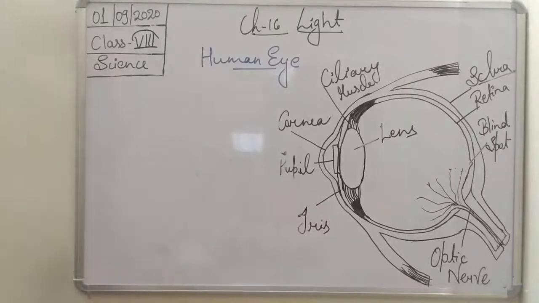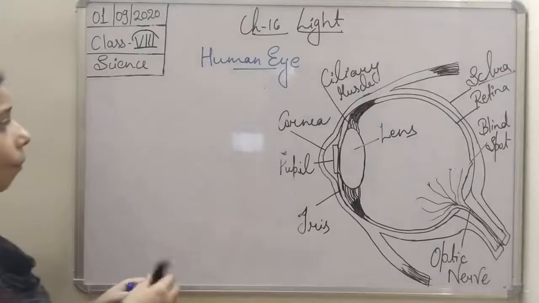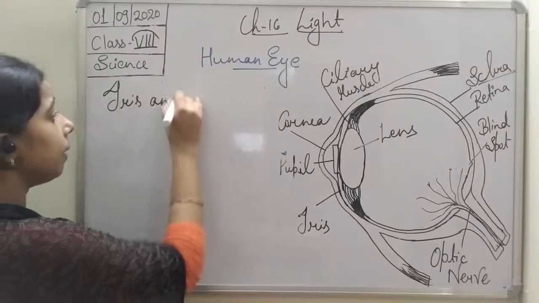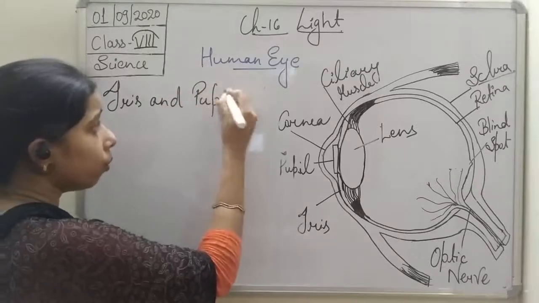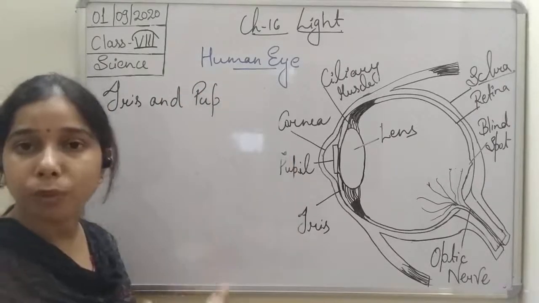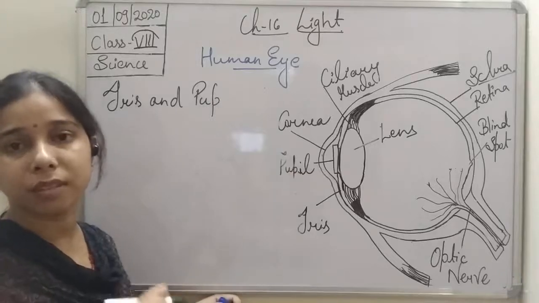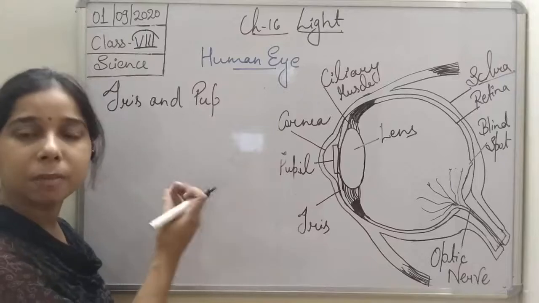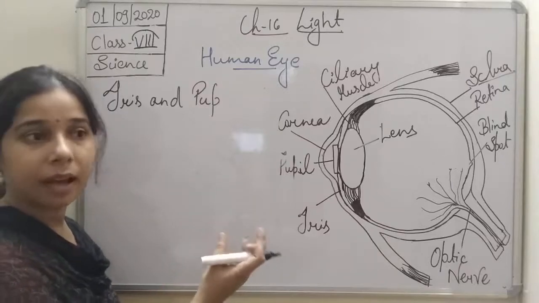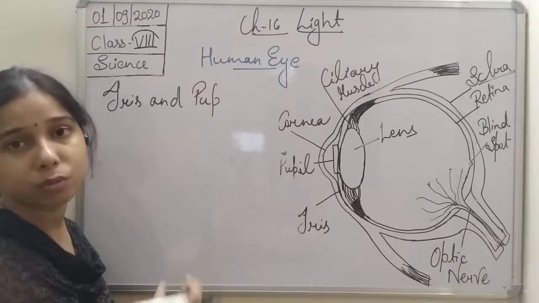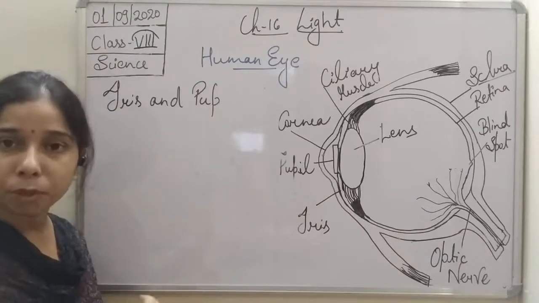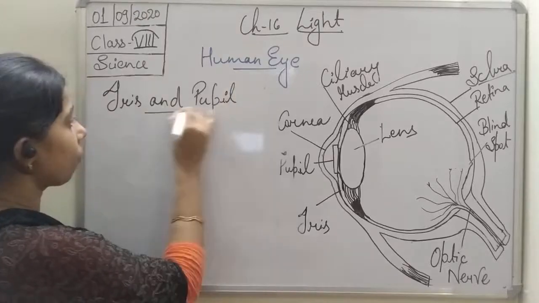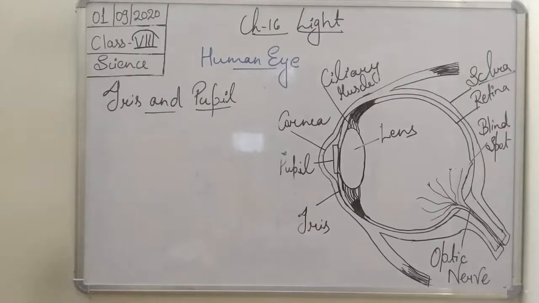Iris and pupil. We are discussing the iris and pupil together, although the other parts of the eye we study separately, because they are interconnected with each other. The pupil is present at the center of the iris, and the iris helps in regulating the amount of light passing through the pupil by adjusting the size of the pupil. So what is the iris?